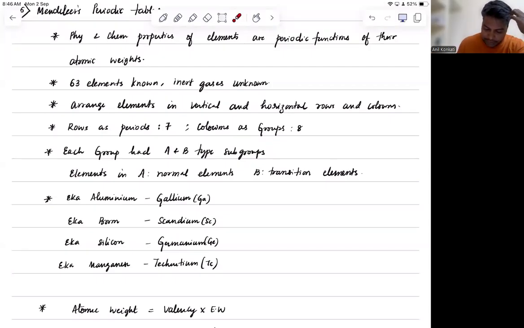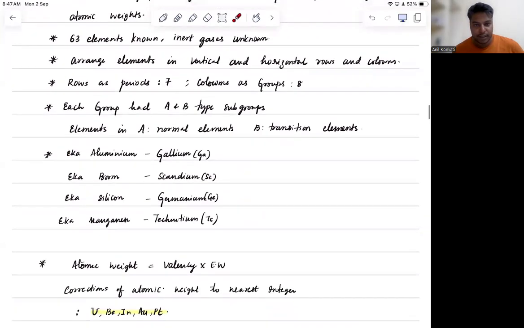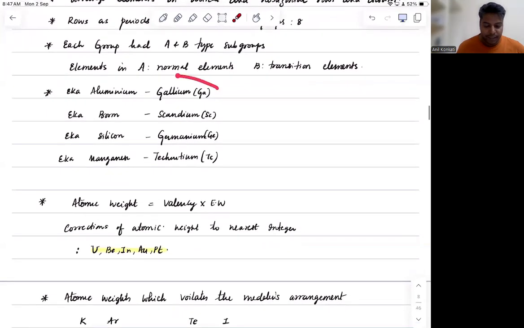So we could see that in Mendeleev's periodic table, each group will have A and B as subgroups. A will have normal elements, B will have transition elements. The elements which were missing in the periodic table were gallium, scandium, germanium, and technetium, which we call Eka-aluminum, Eka-boron, Eka-silicon, and Eka-manganese. Again, this is one area that would be asked during exams and mains, so please remember these words and what exactly they represent.